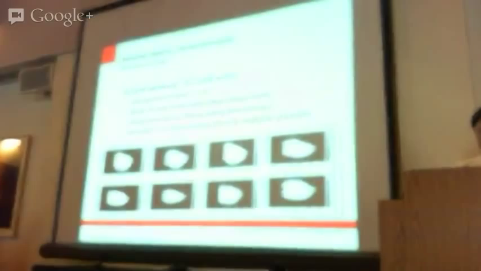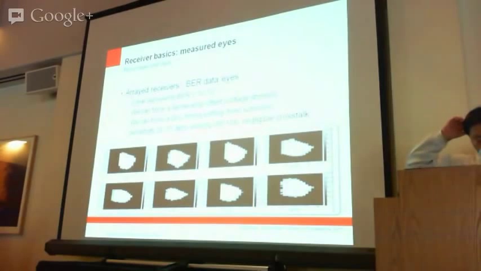The eye diagrams are shown here, where the brightness contours correspond to BER, and this is done at various supply voltages and on different samples.